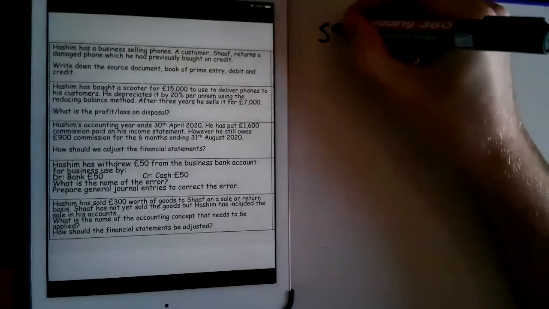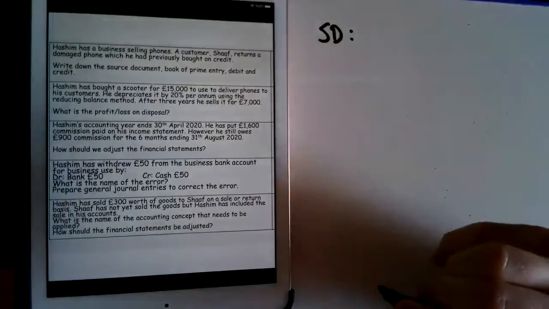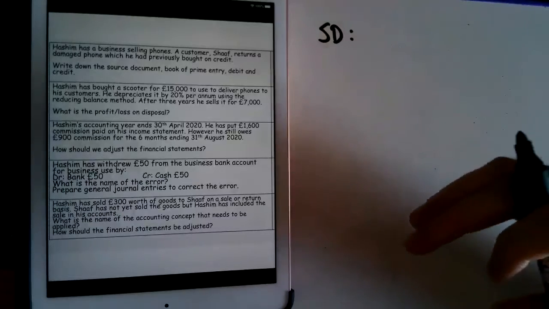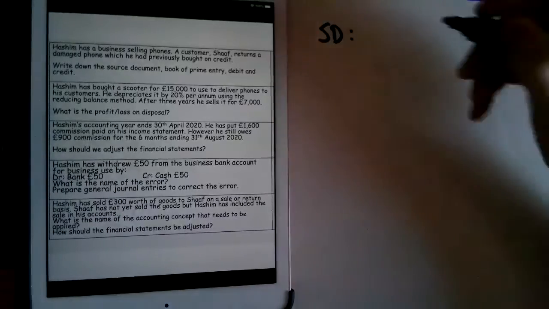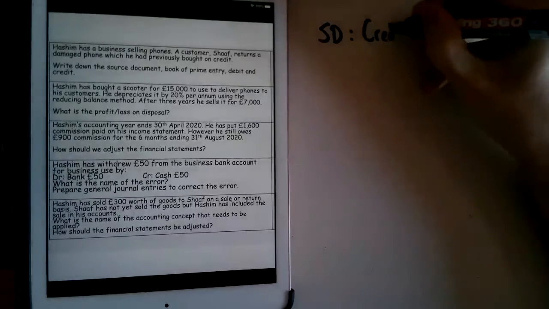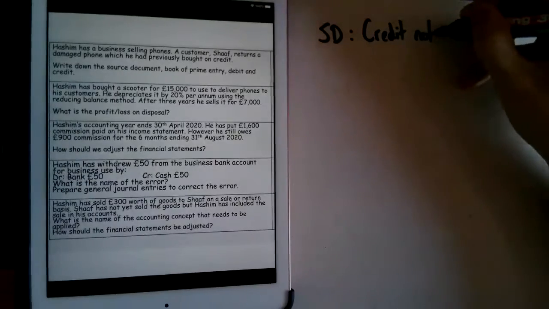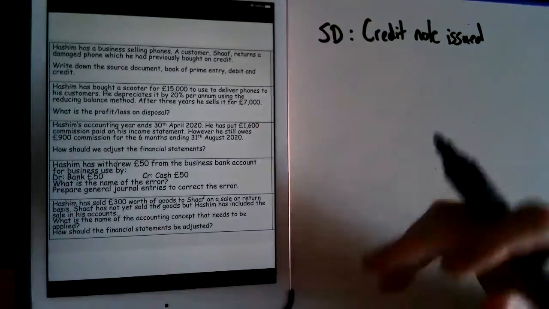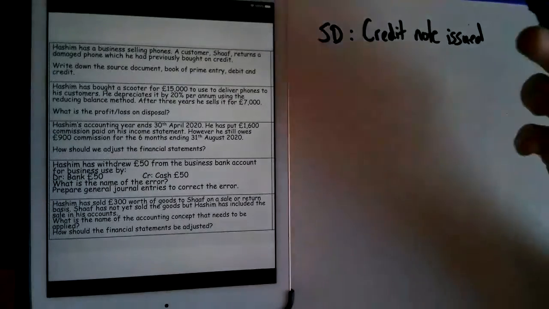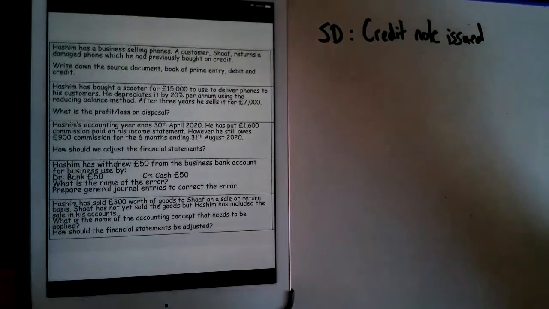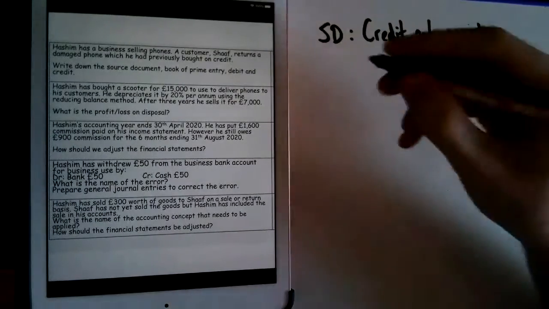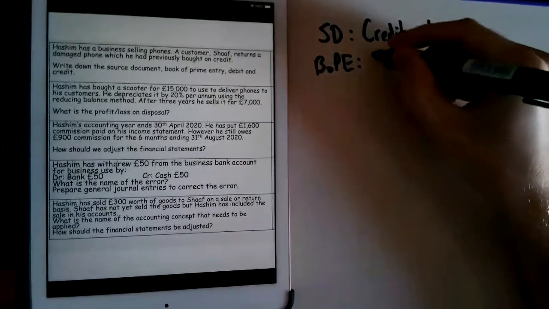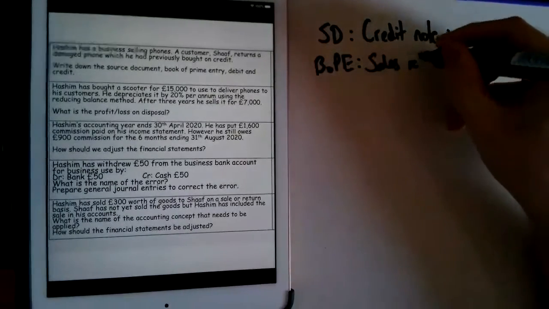So our source document, well, if Shaf returns something to Hashim, Hashim will then need to issue a credit note. So the source document is credit note issued. Yeah, if the business was Shaf, his would be credit note received because he's receiving the credit note. Hashim's issuing the credit note. The book of prime entry? Well, sales returns journal.